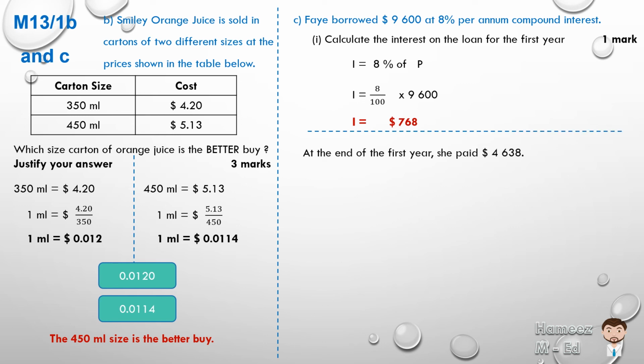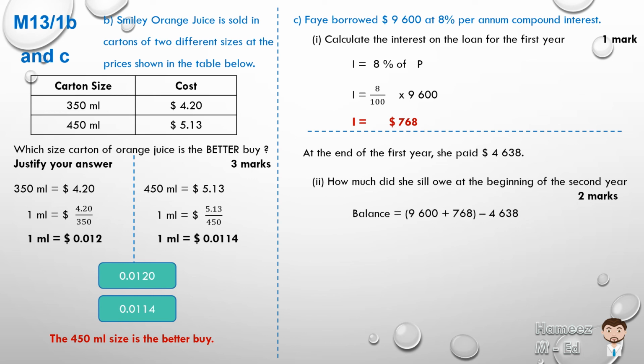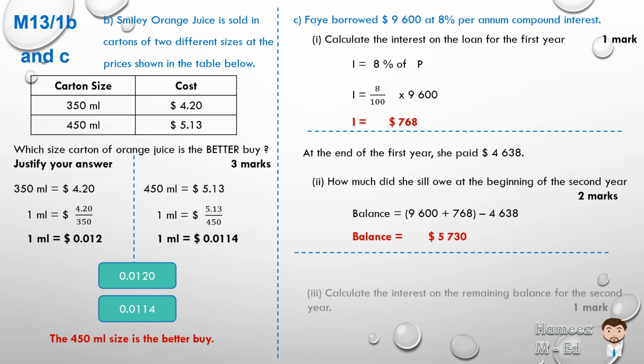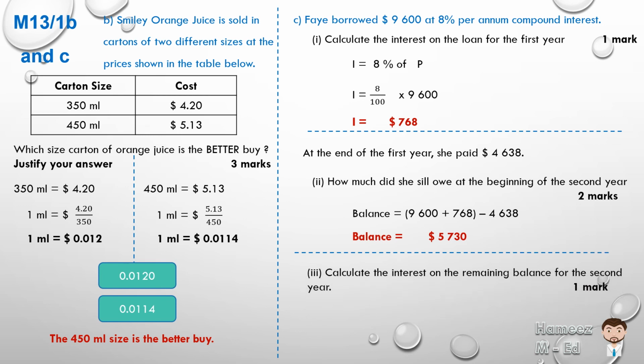At the end of the first year, she paid $4,638. Part 2. How much did she still owe at the beginning of the second year? So the balance, she borrowed $9,600 and there was an interest charge of $768, so we could add up all that. That will be how much she owed, and she paid $4,638, so we could subtract that. As such, her balance at the beginning of the second year works out to be, using our calculators, $5,730.